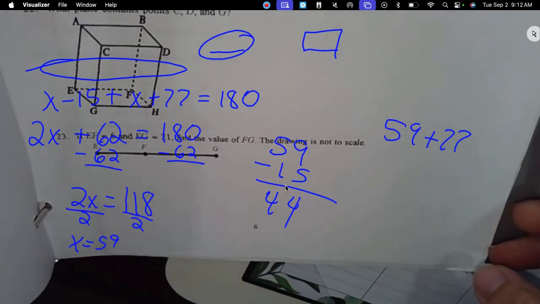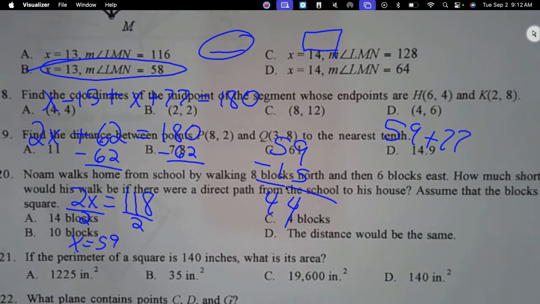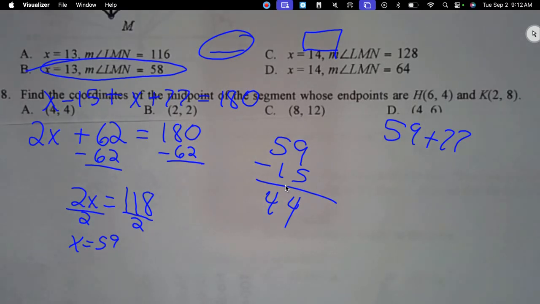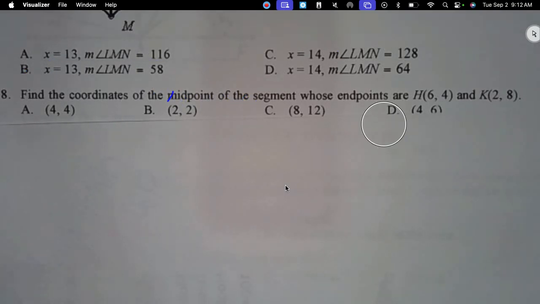Yes. The next one is the midpoint, number 18. Find the coordinates of the midpoint. Let me cover that for a second. So the coordinates of the midpoint, what do you do with your x values? You add them and, did we forget? Divide by 2. It's like finding an average. To find the midpoint, to find the middle of something, it's like finding their average.